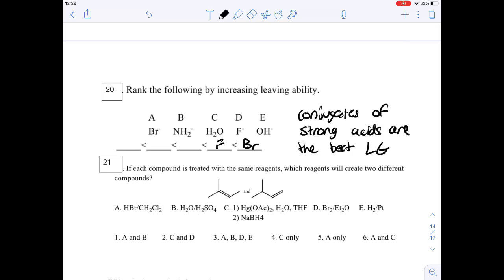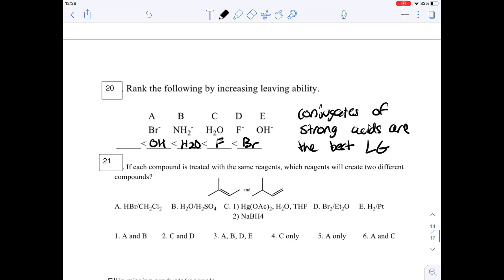The next strongest acid is going to be H3O+, which is the conjugate acid of H2O. So H2O is next. OH is the conjugate base of H2O, and H2O is relatively neutral. So OH is not going to be that good of a leaving group because its conjugate acid is neutral. NH2 is the conjugate of a base. So that's going to be the worst leaving group. Okay? So you want the conjugates of the strong acids as the best leaving groups, right? And the conjugates of the weak acids or bases or neutral at the bottom. So that's the answer to 20. Technically, I should have given the letters. So it's B, E, D, C, A. Okay.